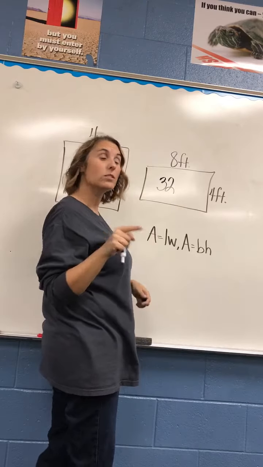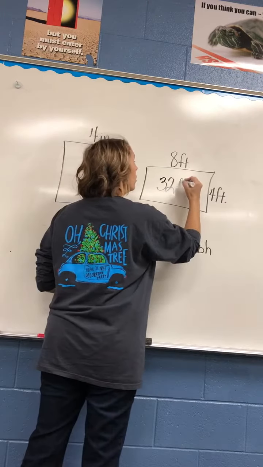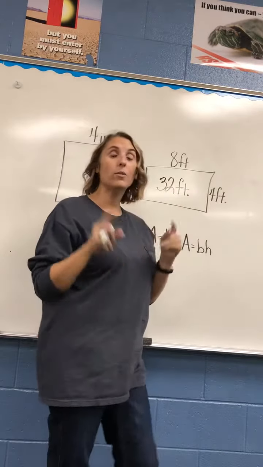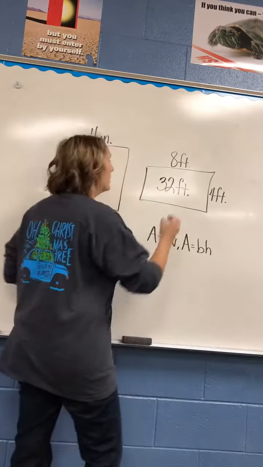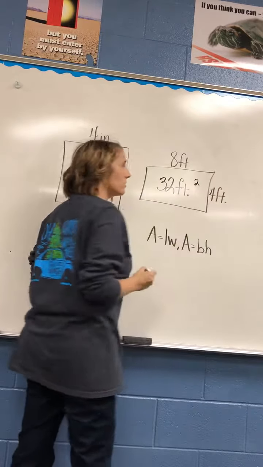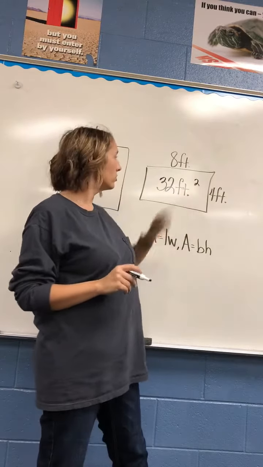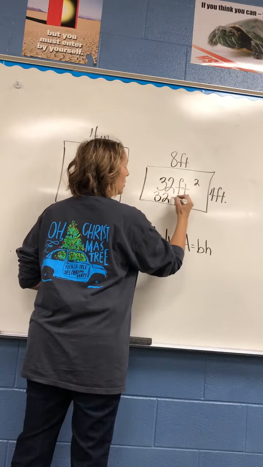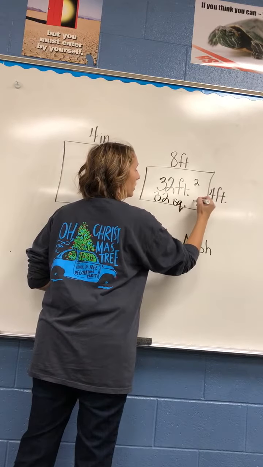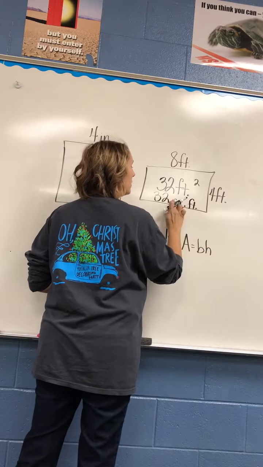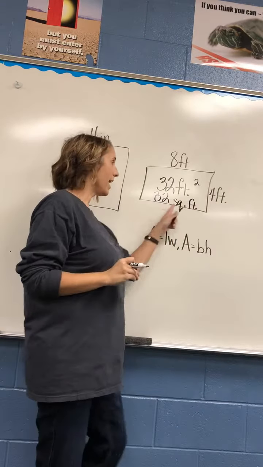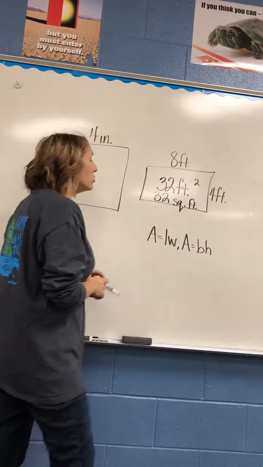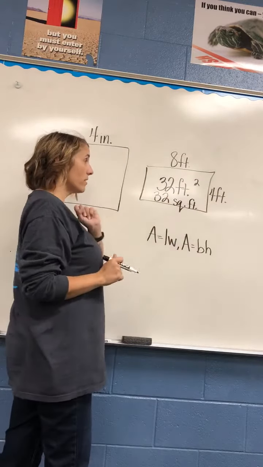Watch your units. You have to have the correct units on here. 32 feet. And then because we're doing area, remember, area, square area. Never give me an answer that is not squared, that does not have that little 2 up there, or looks like this, 32 square feet. Either way is okay, but I have to have square in there somewhere. Area, square area. That is how you would find the area for this rectangle.